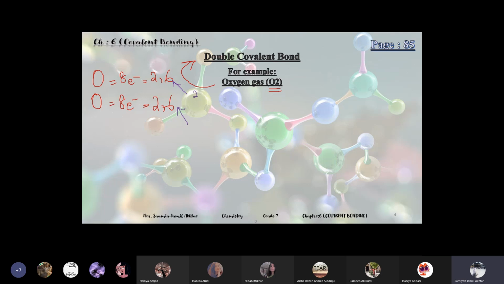Each of them needs 2 electrons. Means both of them need 2 electrons. So what will they do? They will share 1 electron or 2 electrons with each other.